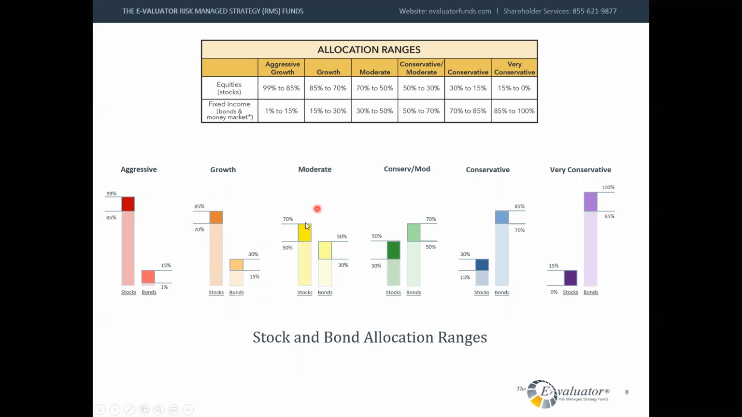A moderate strategy would have anywhere from 50 to 70% in stocks and 30 to 50% in bonds. So you can see that every strategy has a predetermined minimum and maximum into equities and bonds, so we can invoke a rules-based approach to the asset management.